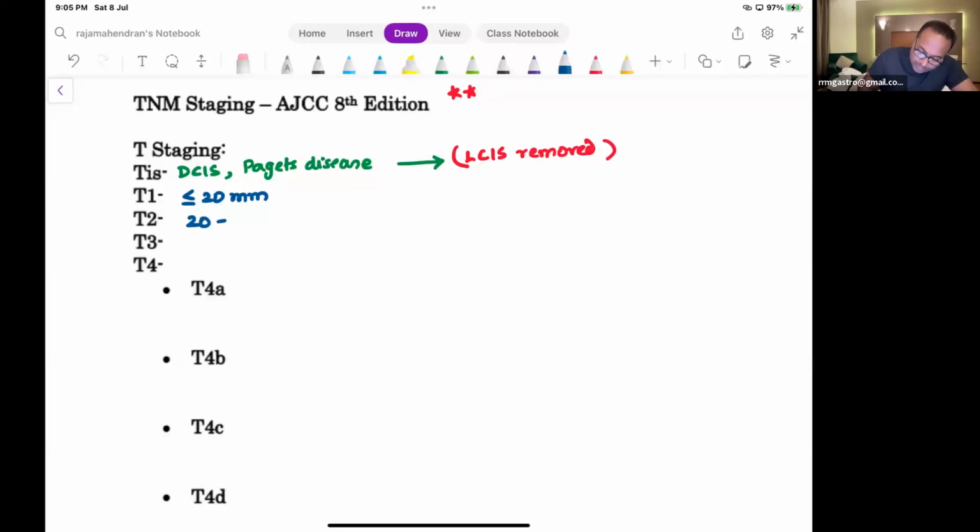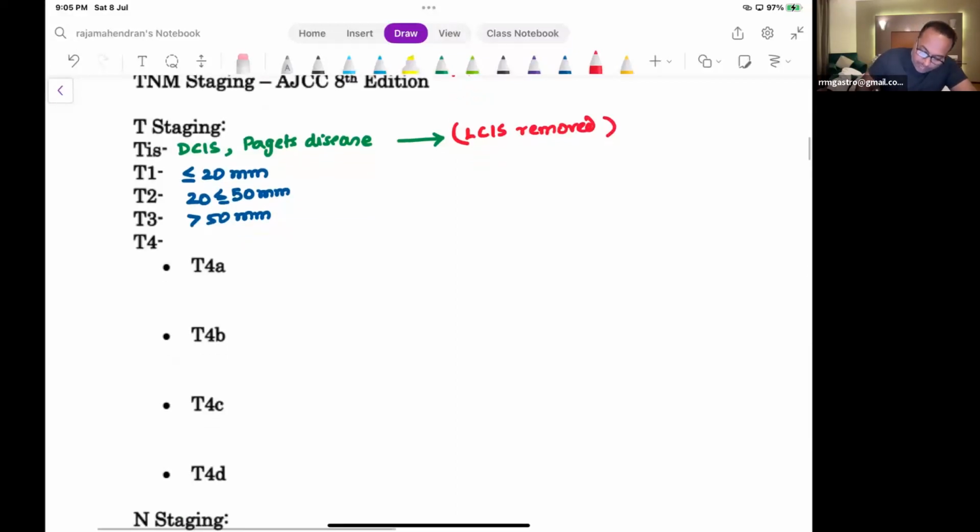20 to 50 millimeters, which is less than or equal to 50 millimeters. More than 50 millimeters. Okay, like that. They have given it in millimeters this time, not 2 centimeters, 2 to 5, more than 5. They have given it as an accurate measurement, which should be made in millimeters.